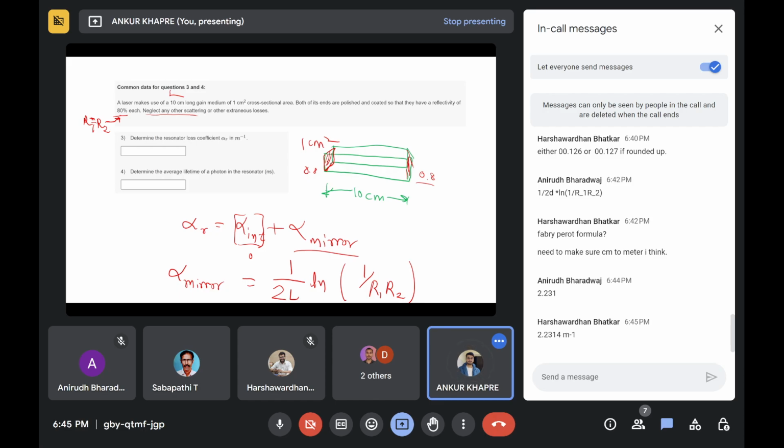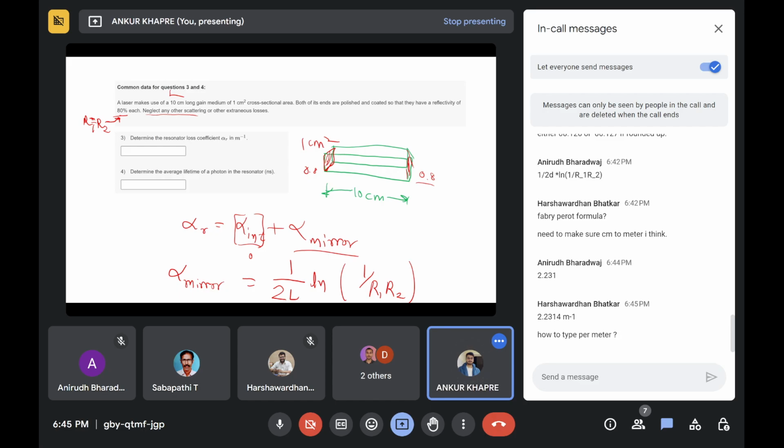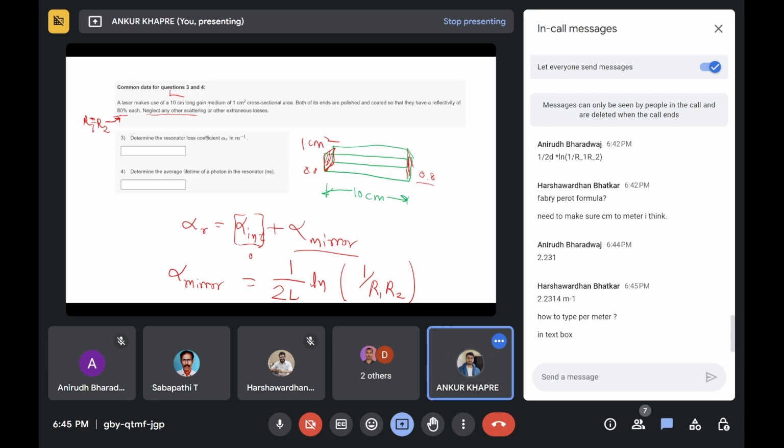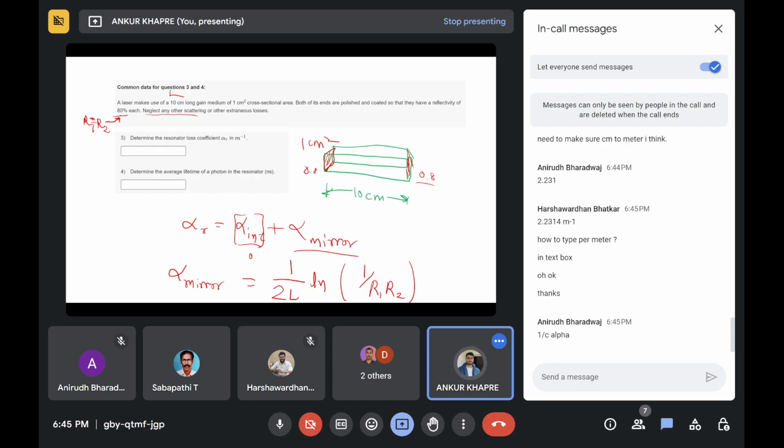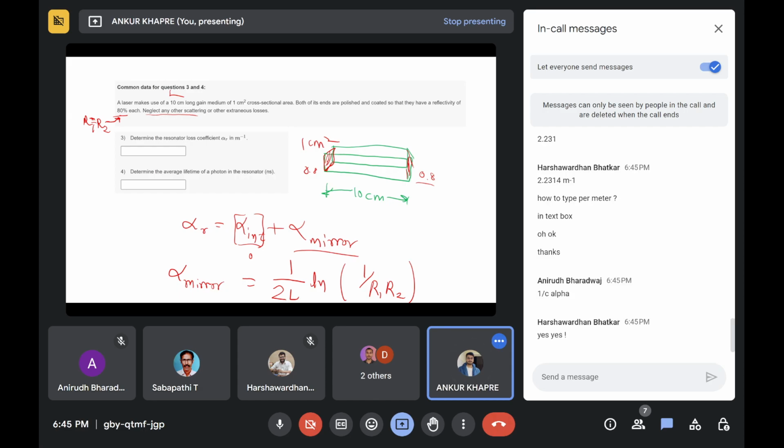Lifetime? Yeah, that's correct. No, you don't have to type there, don't worry, I'm telling here only. If you type 2.231 per centimeter here, then how will I understand whether you are typing per centimeter or per meter? That's why.